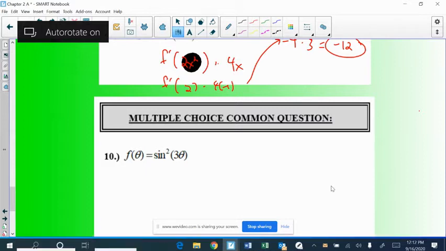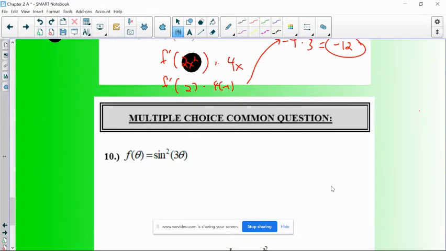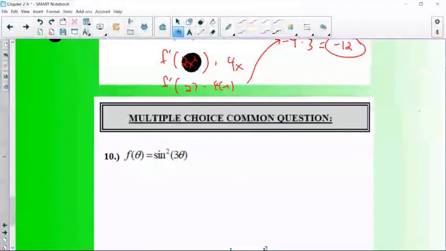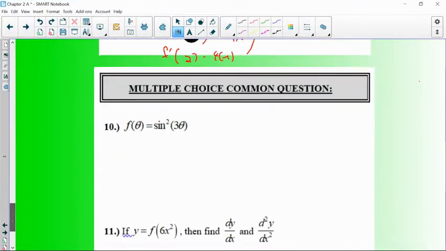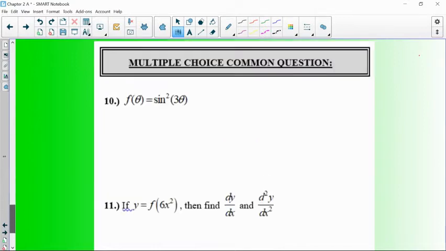Okay, so the last, I think there are two examples here. The last two examples I have titled multiple choice common questions, and it's just questions that seem to come up very frequently. It may not even be multiple choice. It could be a part of a free response, but it just seems to come up so often, so I wanted to do these.